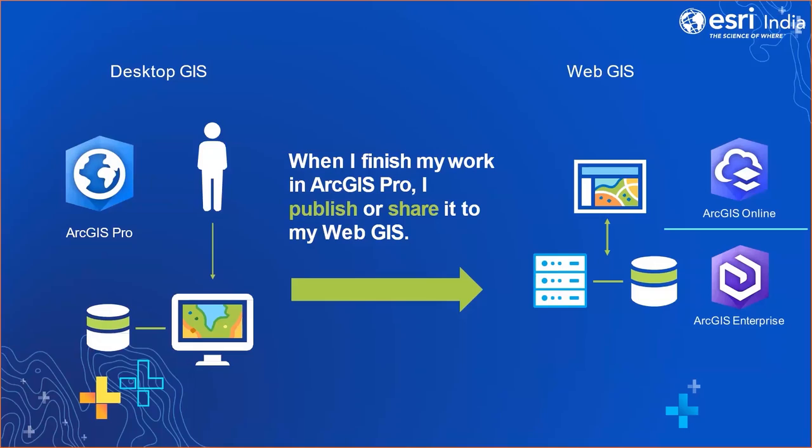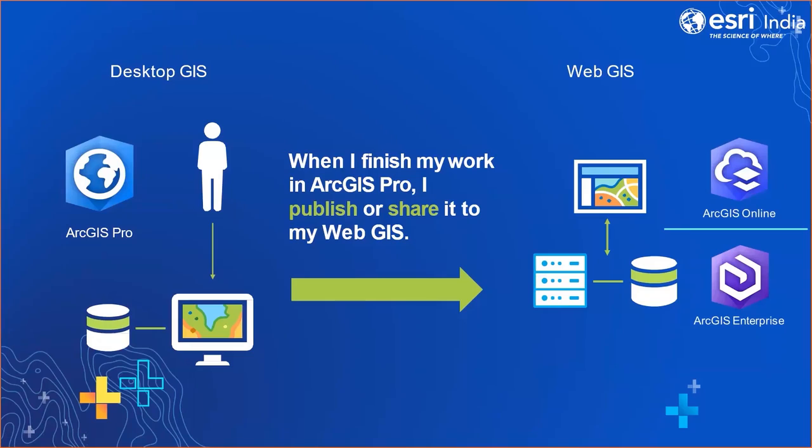So now you have finished your work in ArcGIS Pro. How do you share it with others? That is when our Web GIS comes into the picture. After you finish your work in ArcGIS Pro, you can publish or share your work to either ArcGIS Online or ArcGIS Enterprise. The difference between these two is ArcGIS Online is a SaaS platform, which means everything is on the cloud, so you need not worry about infrastructure or hardware requirements.